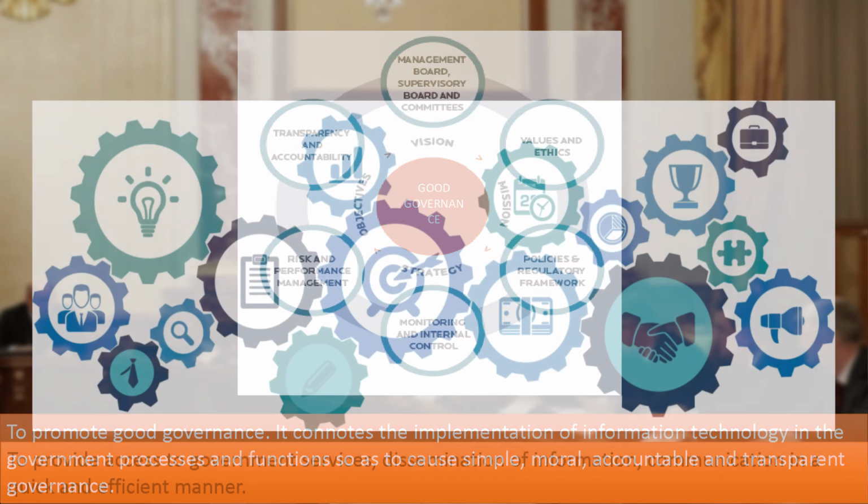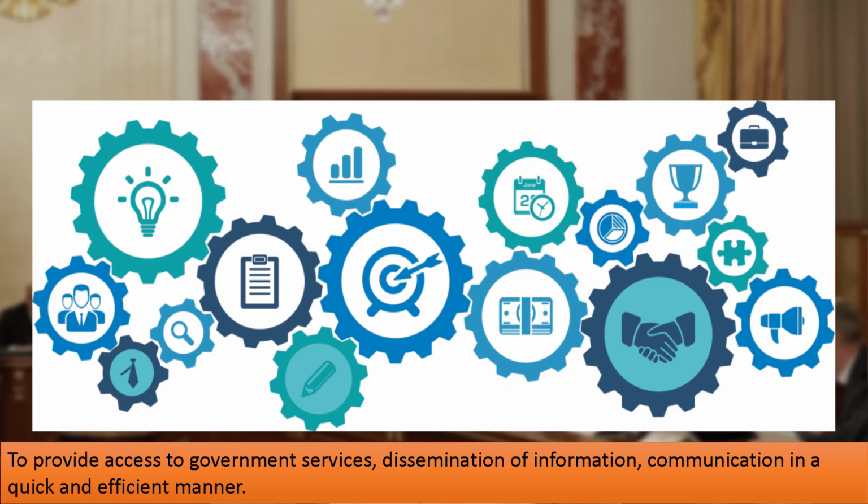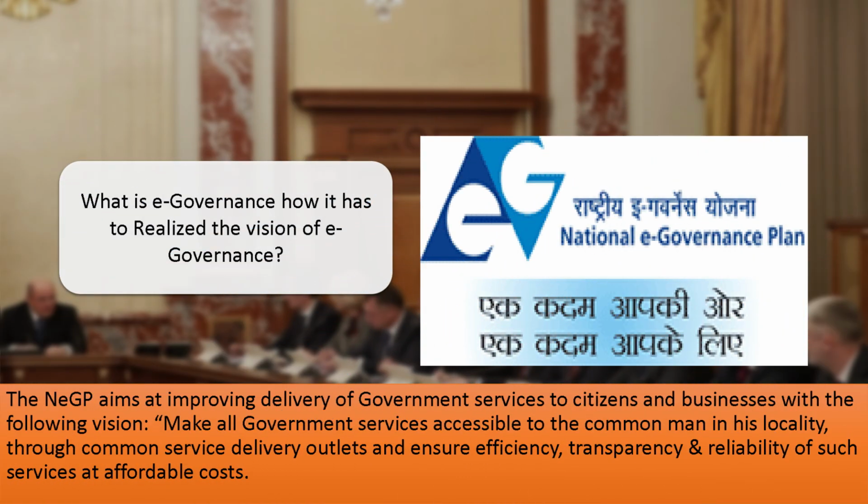So, what is e-governance? How has it to be realized, the vision of e-governance. The NEGP aims at improving delivery of government services to citizens and business with the following vision: make all government services accessible to the common man in his locality through common service delivery outlets, and ensure efficiency, transparency and reliability of such services at affordable cost.